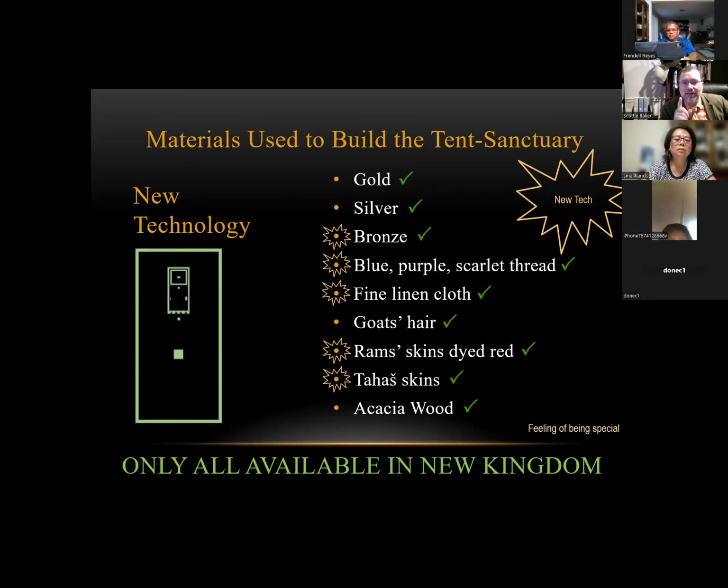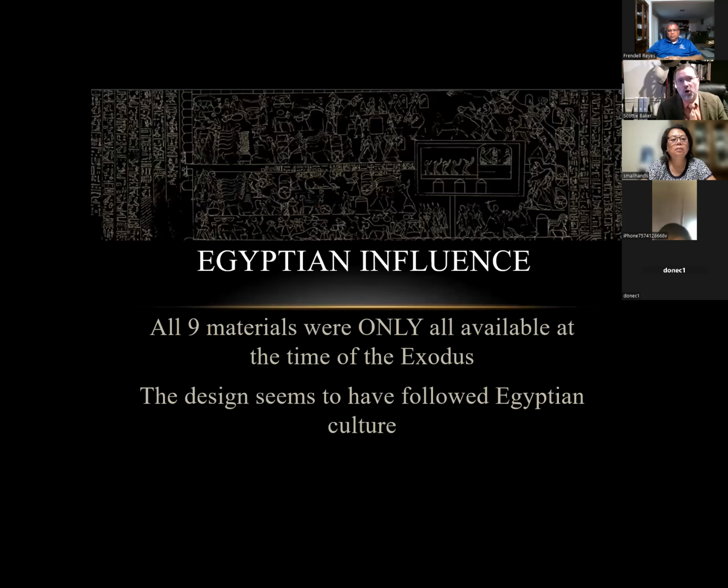Also, all 9 materials were only all available at this time. They were not available before, and they were not all available after. And that's something I thought was very special. It means that the text of the book of Exodus had to have been written shortly after the events. It could not have been written late. It had to have been written early. And so that's kind of nice. So not only were they all available, they were only all available.